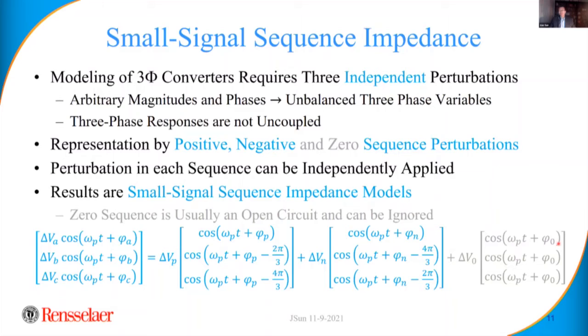We normally don't do zero sequence perturbation because a three-phase converter without neutral cannot have a zero sequence current. Right? So the zero sequence is effectively open circuit with infinite impedance, so you don't really have to model it. EMI is certainly a different issue, but EMI is separate from stability consideration. So this is where the term sequence impedance comes in, in combination with the small signal method: we call it small signal sequence impedance, or small signal sequence admittance, depending on the form of the model.